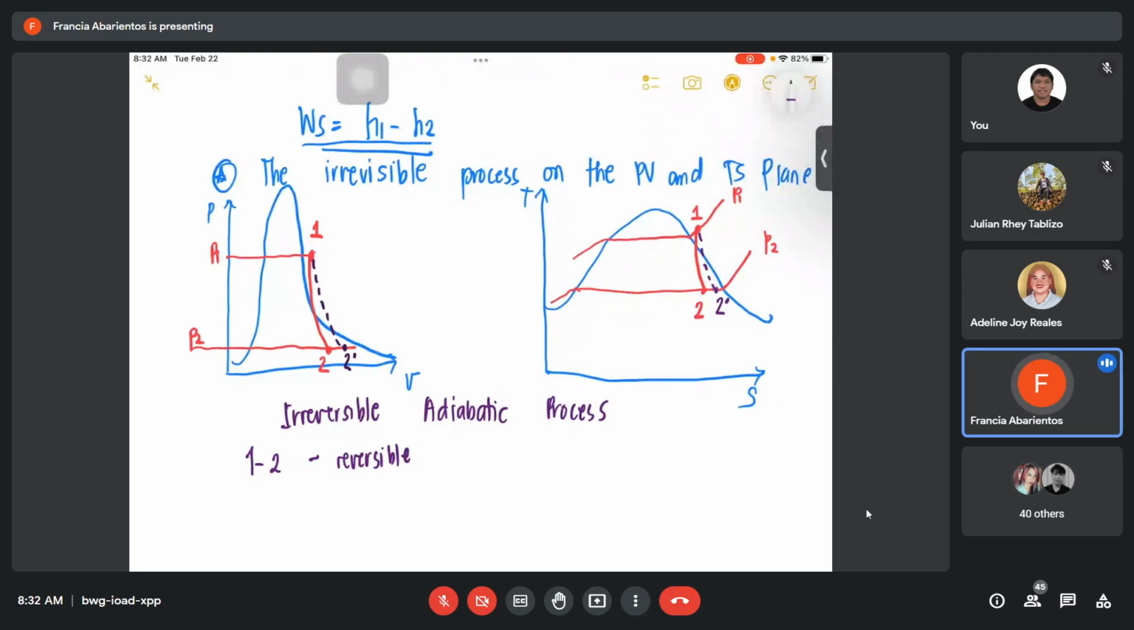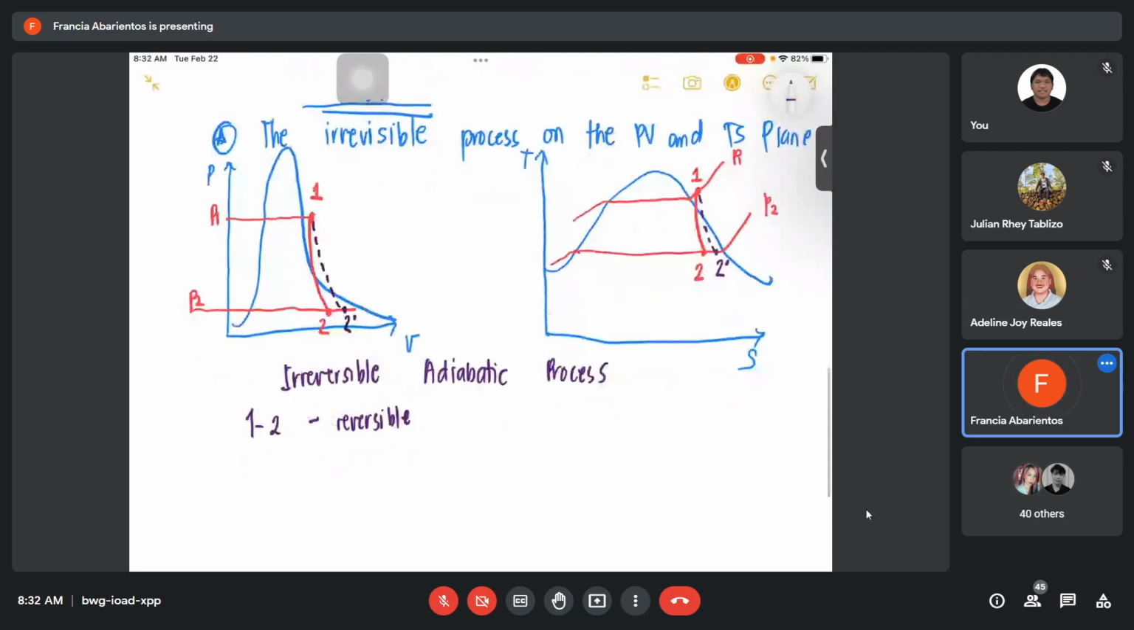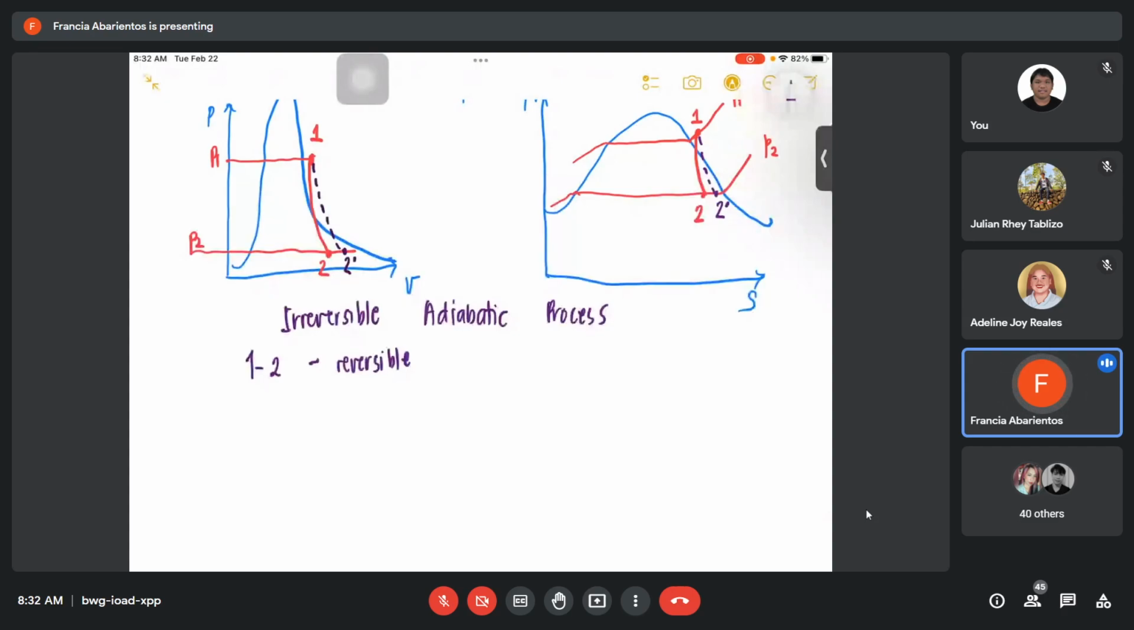So balik tayo. We have now the reversible process and the adiabatic process. Okay? So from point 1 to point 2, we have the reversible process. Okay? 2 prime, I mean from point 1 to point 2, meron ka ng adiabatic. Okay? You have your adiabatic or tinatawag nating isentropic process.